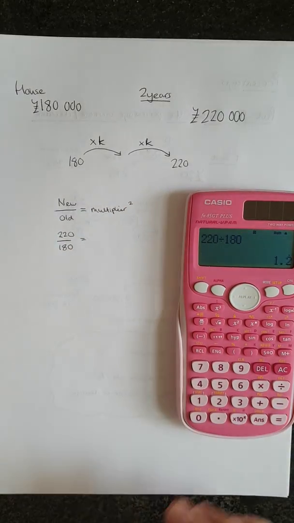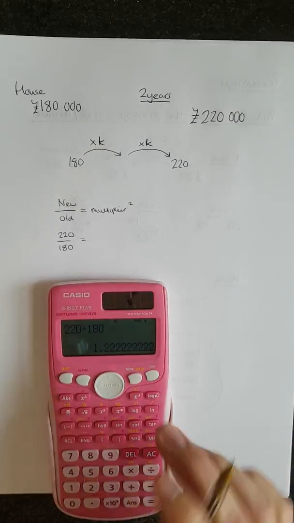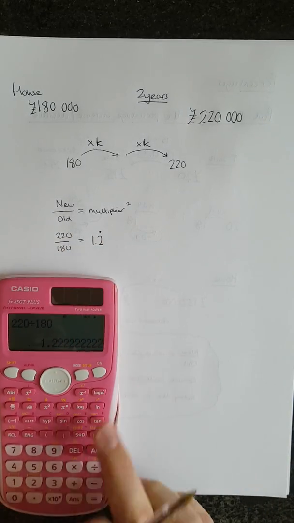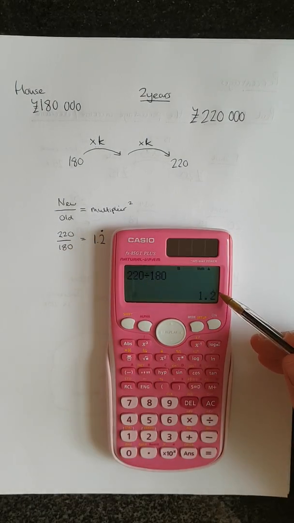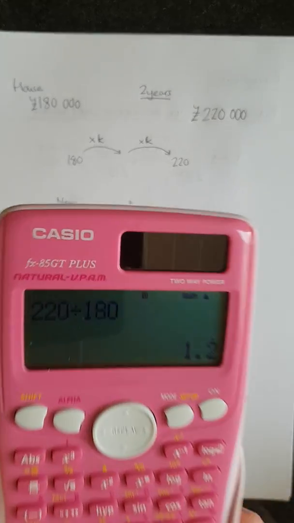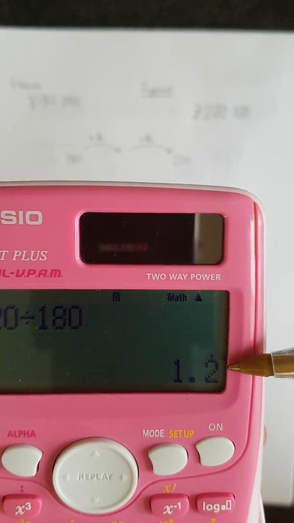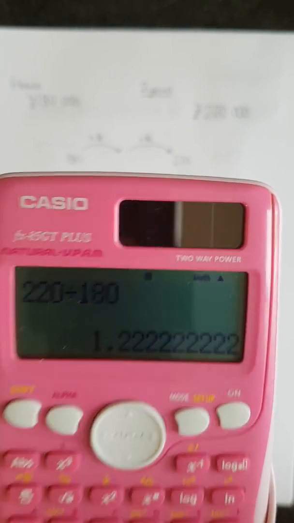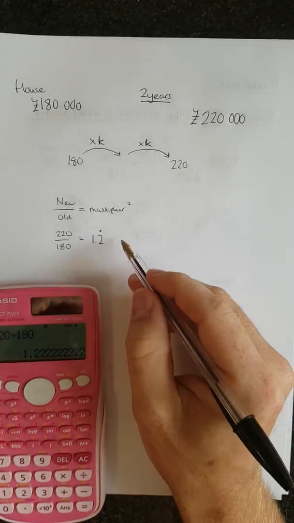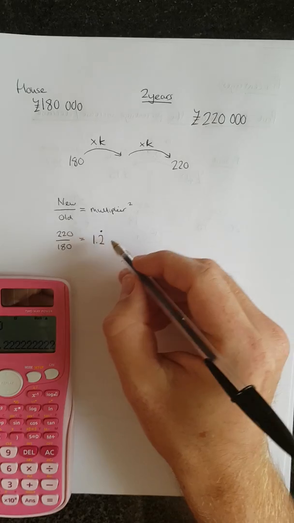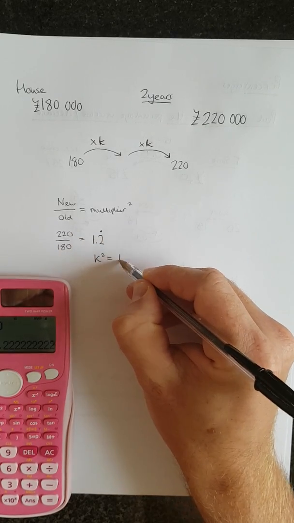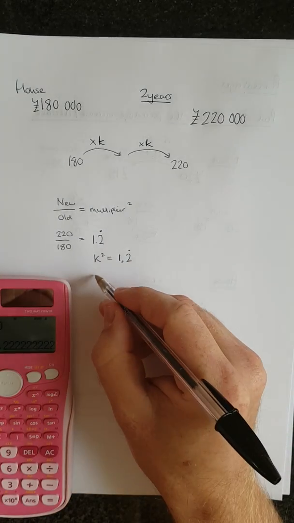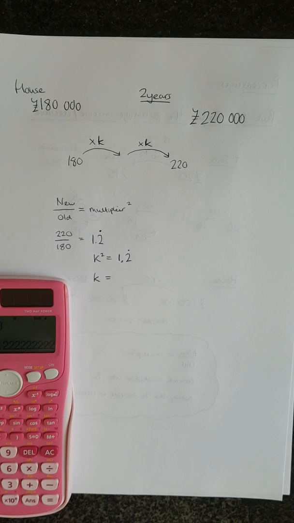So my calculator tells me that is 1.2 recurring. Okay, little note there, you can see there's a small dot above the 2, which means it's 1.2 recurring. If you press S to D, you'll see that. So that is the multiplier squared. So K squared equals 1.2 recurring. So the question is, how do I find the actual multiplier?